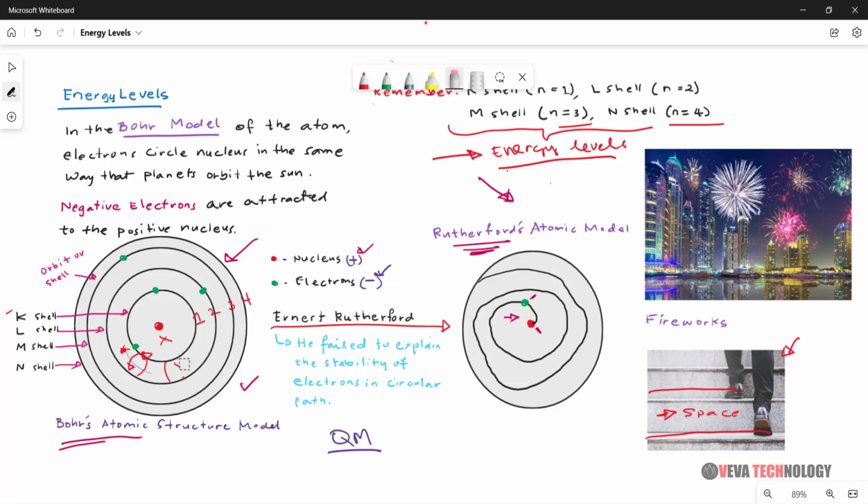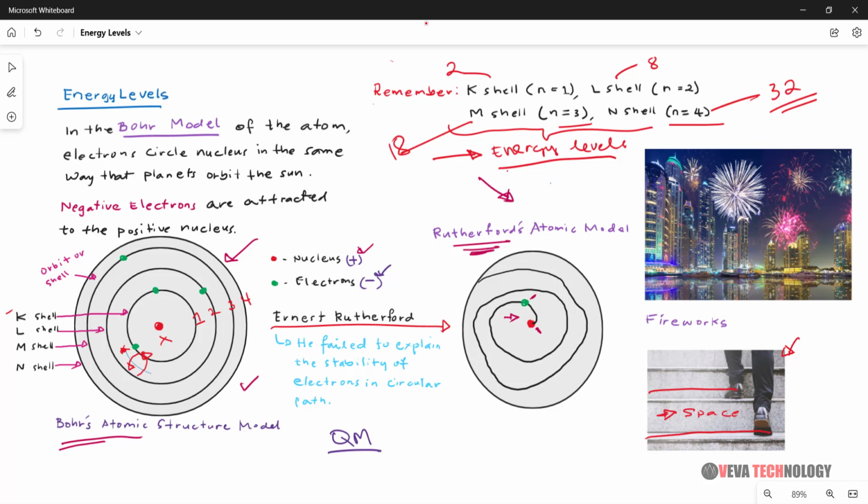Energy levels can only hold a certain number of electrons. The first energy level here on this diagram, the K shell, can only hold 2 electrons. The second can only hold 8 electrons, that's the L shell. The third can only hold 18 electrons, the M shell. And the outermost is the fourth energy level, the N shell, which can hold only 32 electrons.